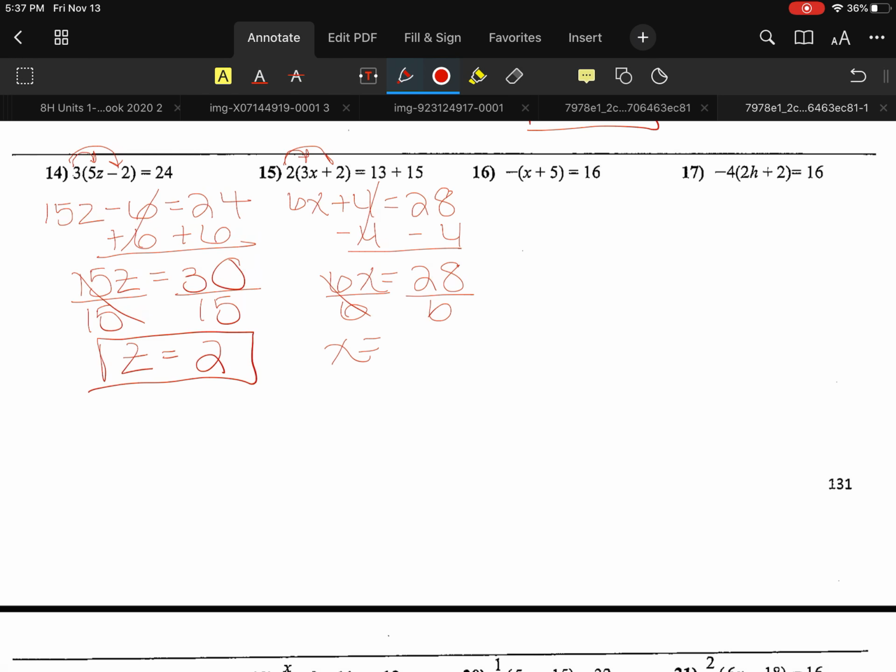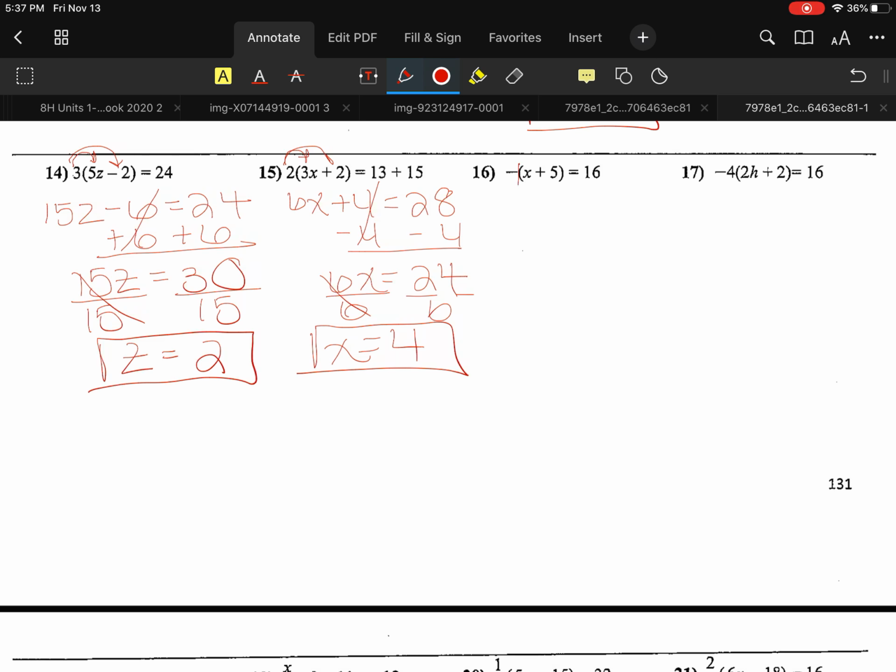And 28 divided by 6. Just want to make sure here. Oh, yeah, that doesn't look good. Oh, I made a mistake. 28 take away 4. See, I got a decimal. I'm like, that doesn't seem right. That should be a 24 divided by 6. And that gives me 4.